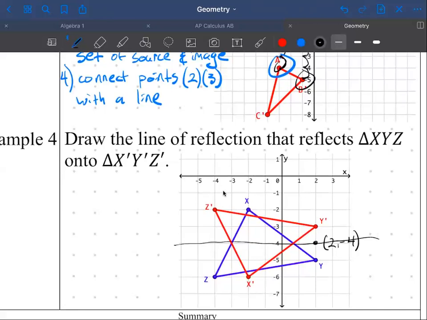And again, you could have checked that. You could find the distance between z and z prime, which is 4. Half that distance is 2. And therefore, we have coordinates -4, -4. Same thing between x and x prime. I could have found the halfway point, the equidistant point, which is -2, -4. Cool. And there's our answer for example 4.